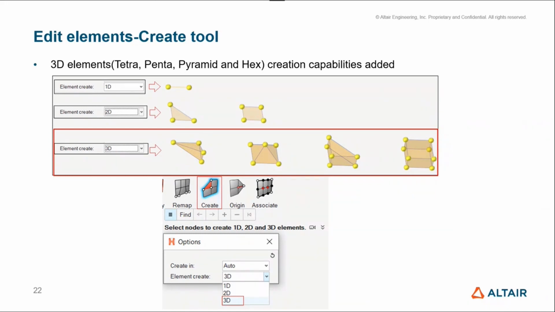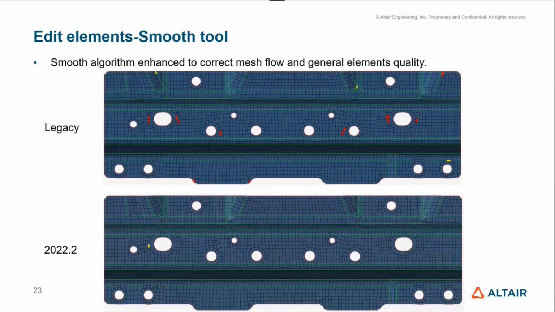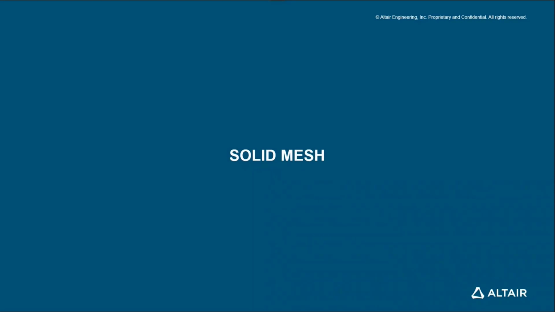The first one is related to the edit element create tool. Earlier, we were able to create 1Ds and 2Ds, but we didn't have the capability to create 3D elements. Now we support 3D element creation within the create tool. The next one, related to the smooth tool: we enhanced the algorithm to correct the mesh flow and the general element quality. You could see in the image below that the number of failures is less and the mesh flow is much better compared to the legacy version.